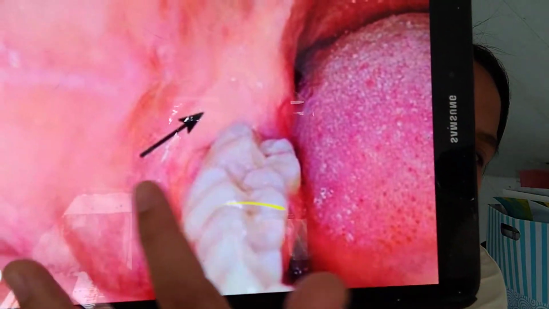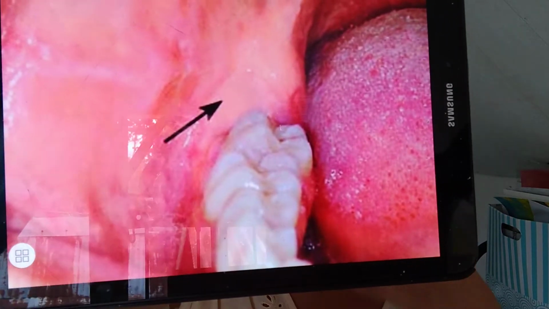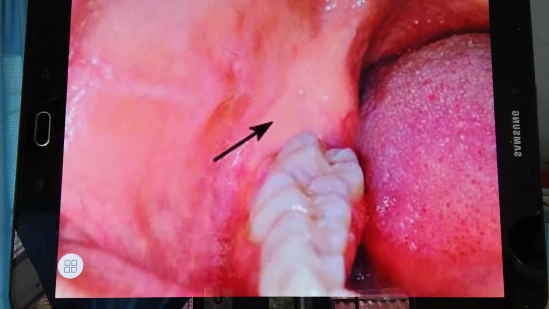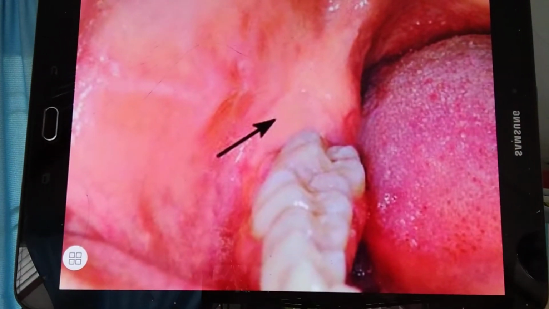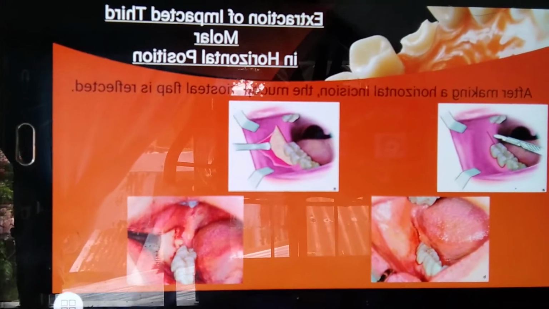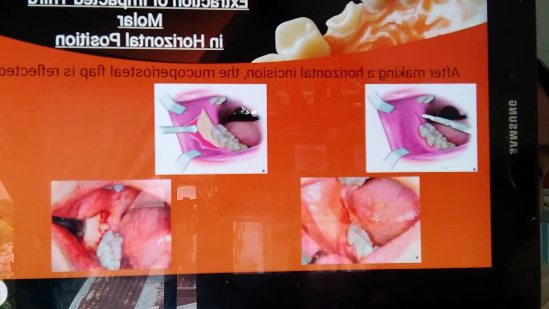So this one right here, you can see the bulge. Okay. And in cases when the impacted tooth is not deep in the bone, the procedure is as follows. So the first thing you're going to do is, again, make a flap, an incision for the flap, making a horizontal incision, and the mucoperiosteal flap is then reflected.